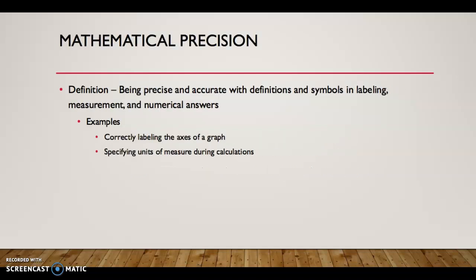And the last language demand is mathematical precision. So basically just being precise and accurate with definitions and symbols in labeling, measurements, and numerical answers. And a couple of examples of these are correctly labeling the axes of a graph. This is really important because there is a specific way to do it, and if you don't do it that way, then the problem that you're doing isn't going to make sense. It's not going to be right.